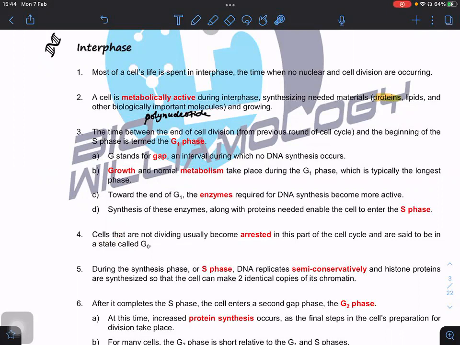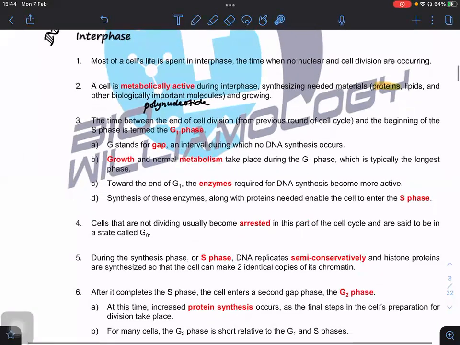Sometimes certain cells that are not dividing become arrested in this part of the cycle and are said to be in a stage called G0. This kind of cell won't carry out DNA replication. They stop; they are arrested. This is very, very important. Imagine that once we have grown to adult, we have to arrest most of the cells. We don't want them to continue to multiply, because it is useless. We are mature enough already, so you don't need to get taller or fatter. Therefore, the cells will be arrested.